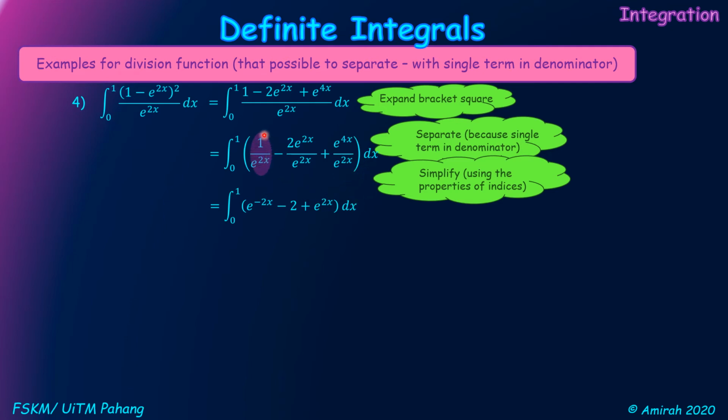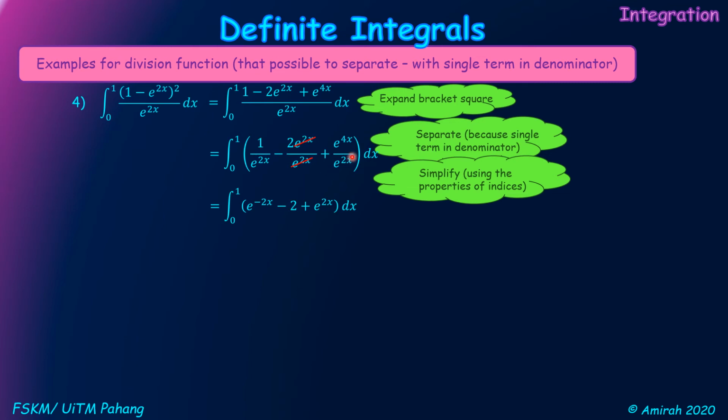Alright. To simplify 1 over e to the power of 2x, we use this formula. If we have 1 over a to the power of n, it equals a to the power of negative n. So 1 over e to the power of 2x equals e to the power of negative 2x. That's why we get this. Okay? And then from here, we have e to the power of 2x and e to the power of 2x, so we can simplify. So we get 2 here.